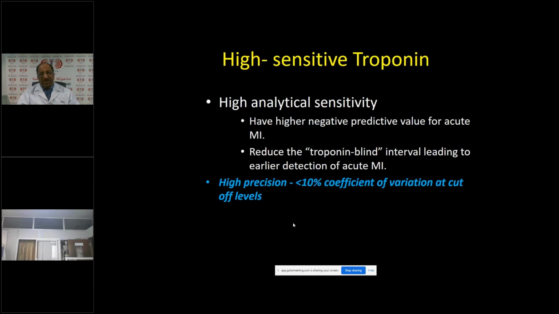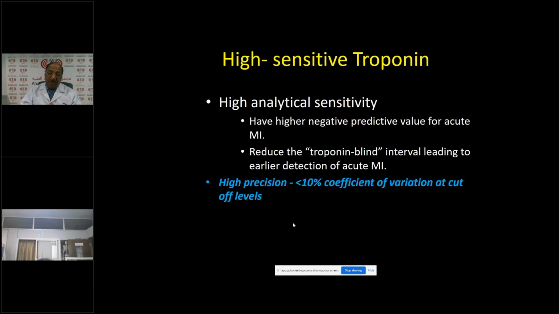Now, high sensitive troponin is a recent introduction during this century, and it has changed the whole thing. It is much better than the conventional troponin because it has very high analytical sensitivity, so more myocardial infarctions are diagnosed now with high sensitive troponin. And it will reduce the troponin blind intervals, leading to earlier detection of acute MI, so that you can diagnose or rule out myocardial infarction within 3 to 6 hours. So the ER stay and admissions are quite reduced.